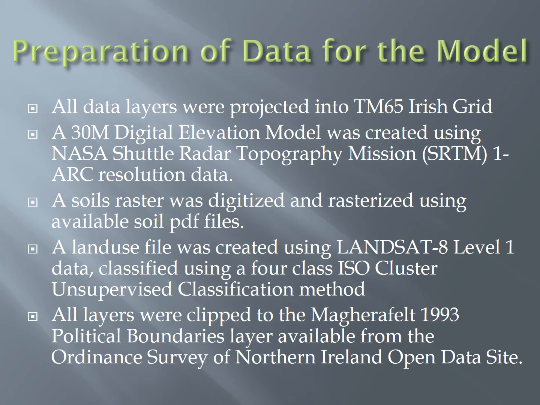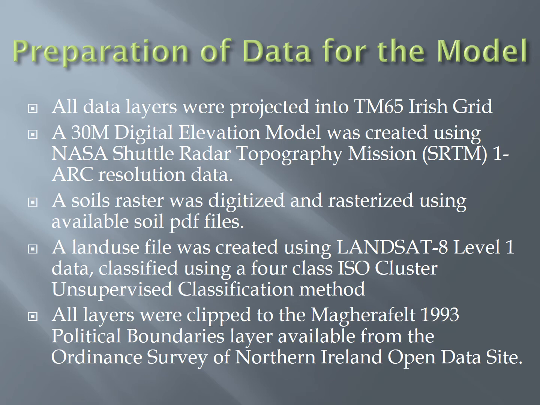So the hard copy was available, and we digitized and rasterized it for our purpose. Another drawback was also the land use file. Just like in United States watersheds, we use the NLCD data, which is already classified and ground truthed. But for this one, we just downloaded the Landsat 8 data and classified it using the isocluster unsupervised classification method, with 4 classes.